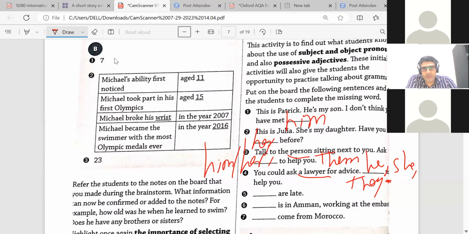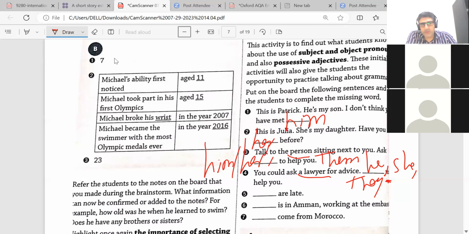Khalid, you are raising your hand. Do you have a question? Yes. What's your question? How in number 3 could we use them, when here it is person, which is singular? Yes, this is a good question, ya Khalid. Because talk to the person sitting next to you. As I told you, maybe a man, a woman. But if you are not sure, so you can say them. Them here because here object pronouns.